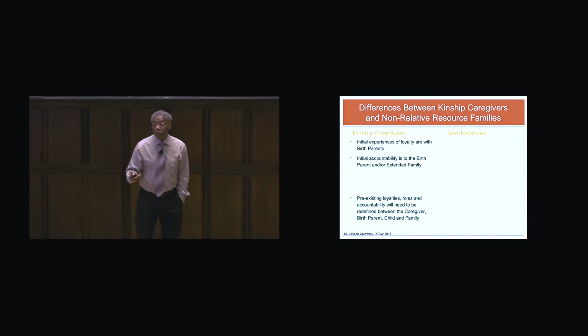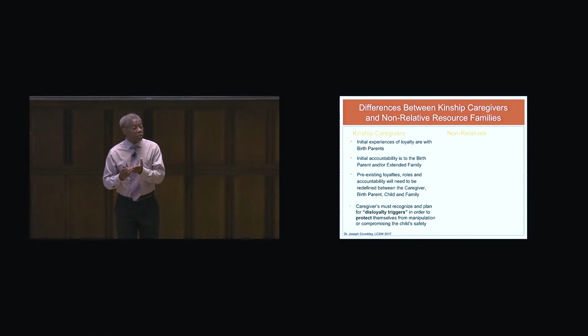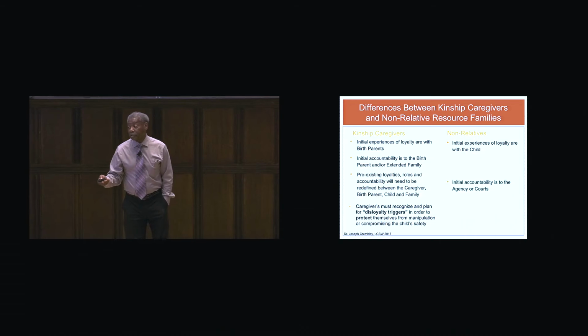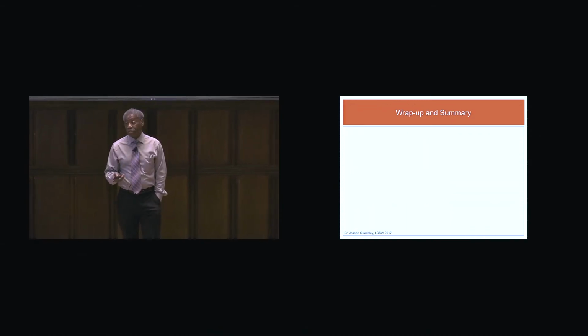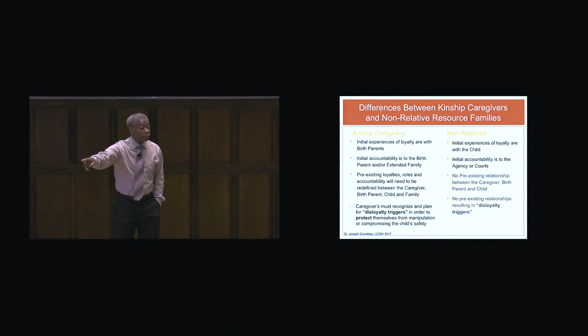When we start looking at what's the difference for relative caregivers, those issues of attachment and bonding, pre-existing relationships, are always going to make them feel as though the birth parent should come first. It's going to make them feel as though that's where their loyalty should be, and when it isn't, they're going to feel as though they're being disloyal. For foster parents, there's no pre-existing relationship. They don't know that birth parent. That initial relationship was with the child. So it's going to be important for the relative caregiver to look at what are those triggers.